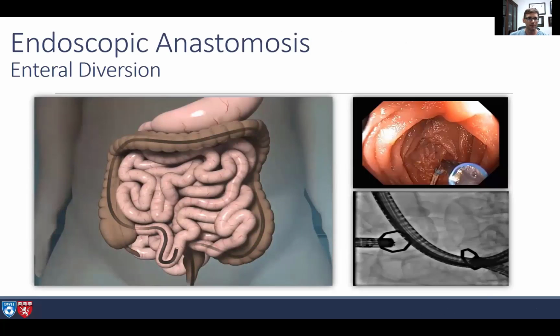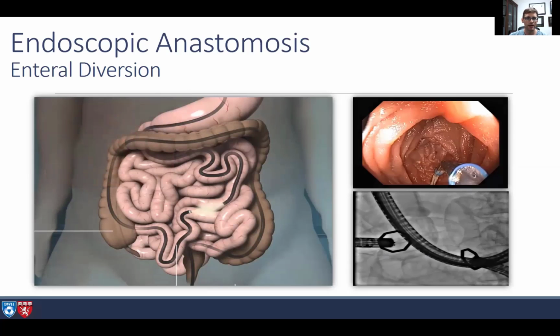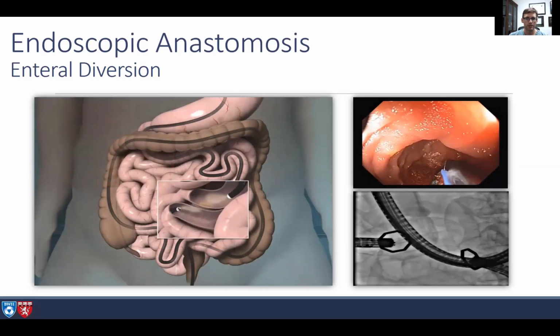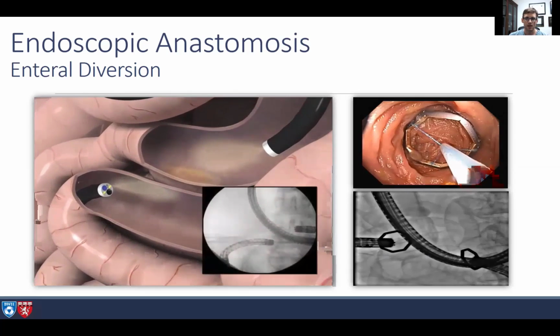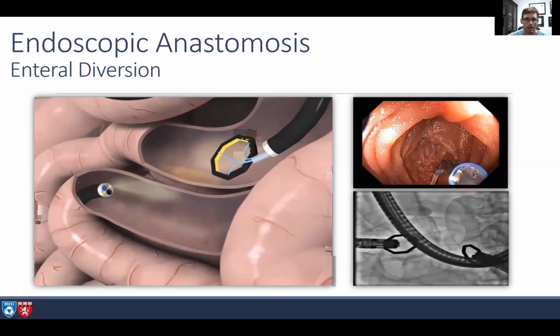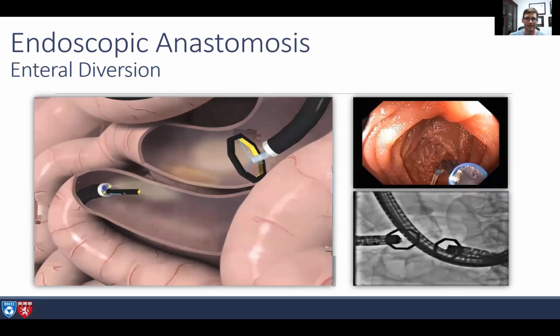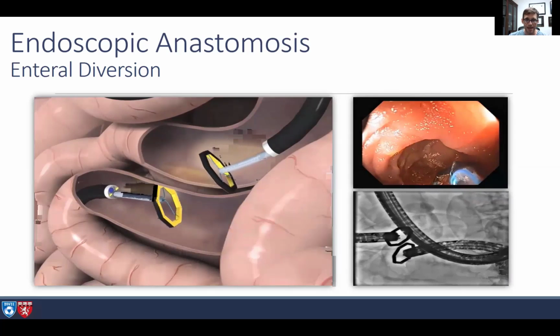Moving on to endoscopic anastomosis, or enteral diversion. This procedure requires 2 endoscopes. One placed from below that goes about 100 centimeters above the ileocecal valve, and another from above that goes just beyond the ligament of Treitz. And then once you get the scopes in position, you're going to advance magnets down the channels, and then they self-assemble in the bowel. And then you'll use fluoroscopy to guide them together and push them together here. And then after that, you cut those little sutures and leave the magnets in place.